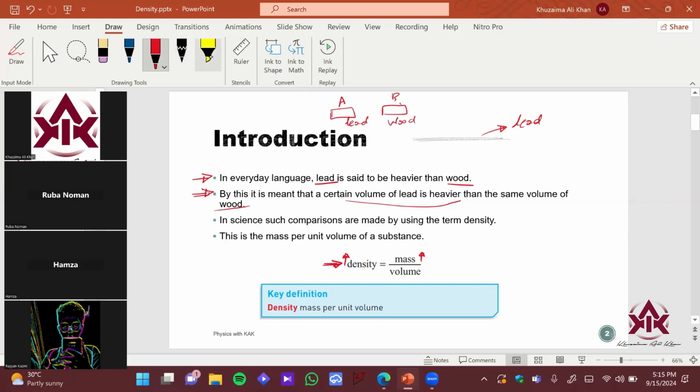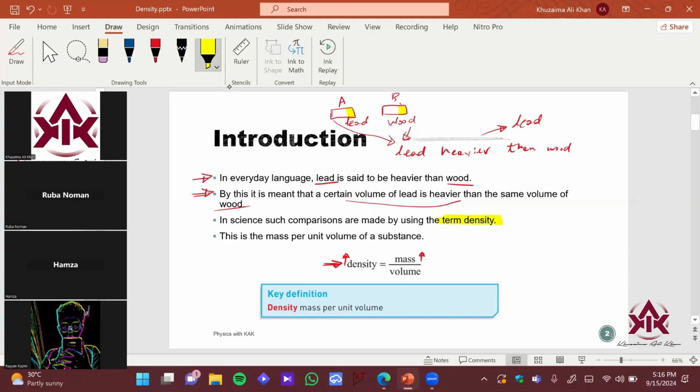So this layman statement says, let's imagine that this section of lead is heavier than this section of wood, so overall lead is heavier than wood. In science, such a comparison is made using a term called density. We don't just use these layman definitions, we need to be specific. The term we are looking for is density. We compare two components, or two blocks of the same dimension, using density.